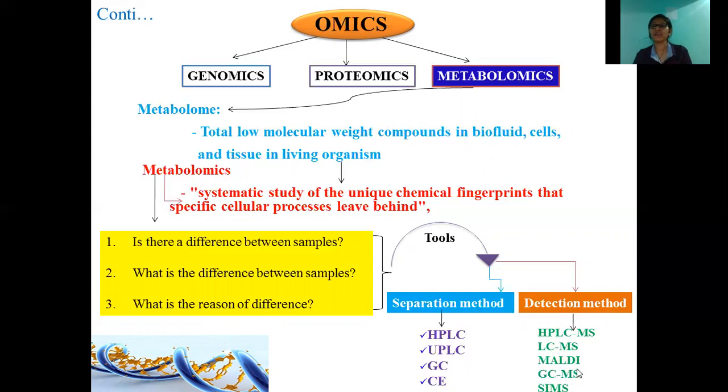All these separation and detection methods will be helpful in metabolomics studies, because each individual has their own metabolite profile. To compare the metabolite profile between two or more individuals, you can use these separation and detection methods to understand which biological compounds, which may be proteins, lipids, or fatty acids, are synthesized in a particular tissue. It is studied with the help of metabolomics. So this is all about genomics, proteomics, and metabolomics.